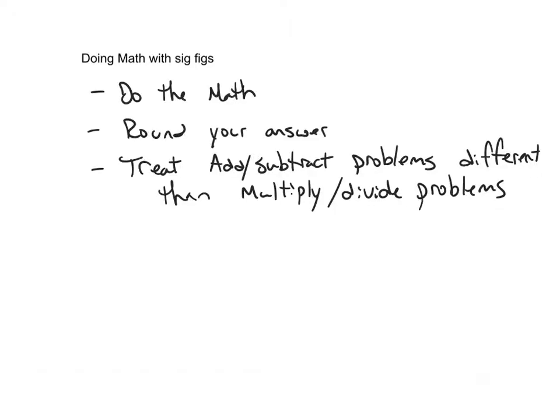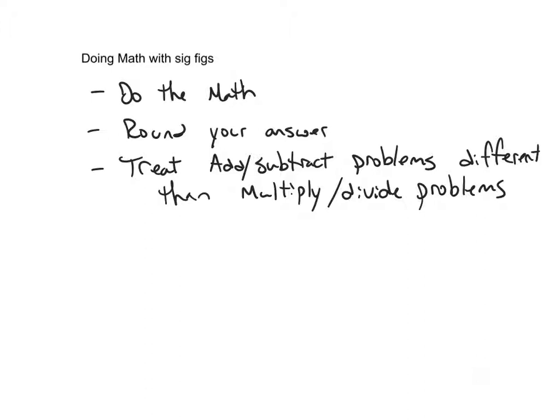So when you encounter a problem where you're going to do some math, you're going to multiply some numbers together, or add some numbers together involving significant figures, you first do the math in your calculator. You have the entire number and you round your answer off. But you're going to round your answer treating adding and subtracting problems differently than multiplying and dividing problems.